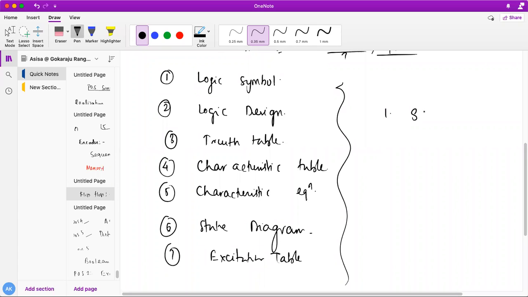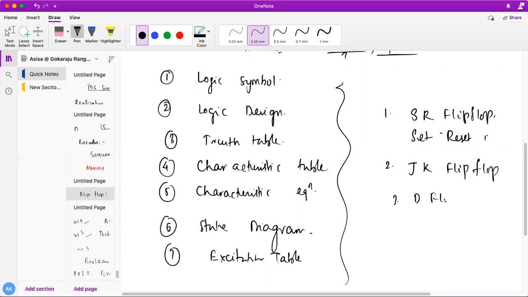What are those flip-flops? SR flip-flop, which is also called the set reset flip-flop. Next there is the JK flip-flop. There will be the D flip-flop, which is called the delay flip-flop. Next there will be the T flip-flop, which is nothing else but the toggle flip-flop. We'll see all these things. Don't worry, students.